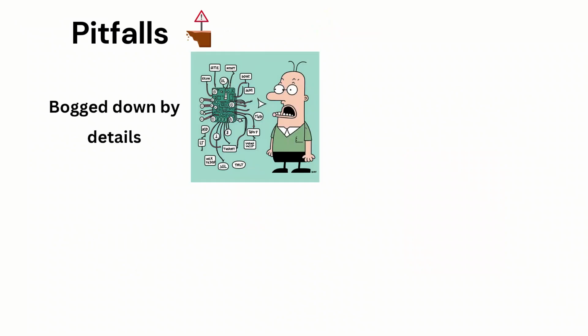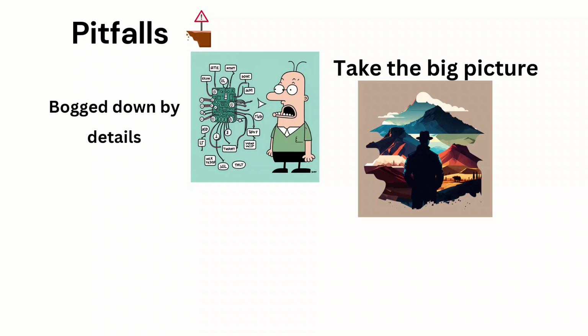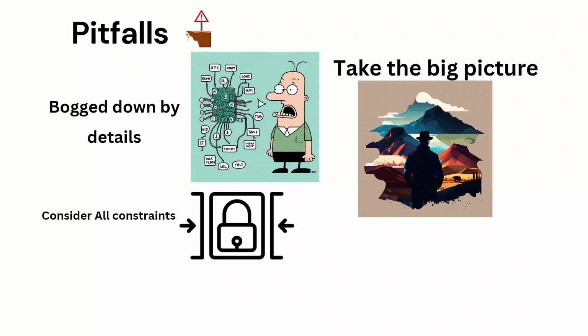Now let's talk about some common pitfalls to avoid. One pitfall is getting bogged down in details too early in the process. It's important to take a step back and consider the big picture before diving into the details. Another pitfall is failing to consider all of the constraints of the system. Make sure you understand the scalability, reliability, and cost constraints of the system before making design decisions.